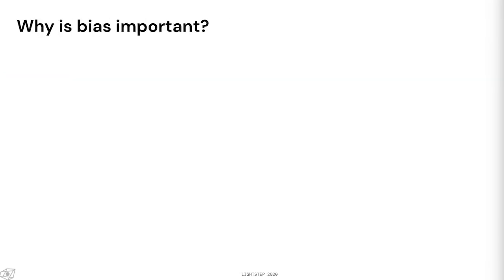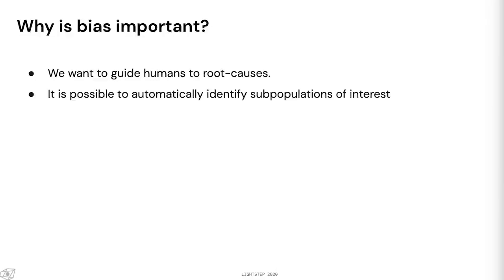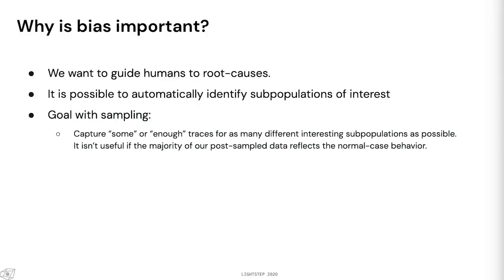I also want to motivate why we want to bias the data. Bias usually sounds like a negative term, but in this case, we want to be guiding users to the root causes. And we've already shown that it's possible to automatically identify the subpopulations that might be interesting to them. So our goal with sampling is to capture enough traces that exhibit as many different interesting subpopulations as possible.